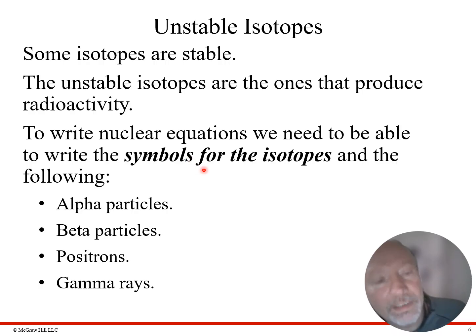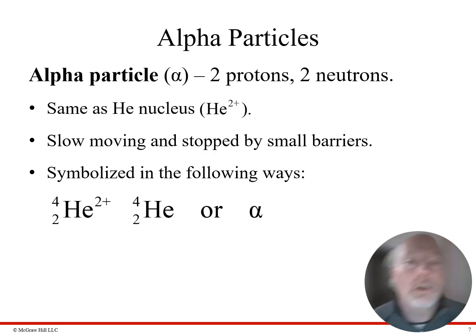So the symbol for these, we write nuclear equations, no longer just a chemical equation. It is now a nuclear equation because the nucleus is being changed. We need to be able to write the symbols for the isotopes, and we'll see that with alpha, beta, positron, and gamma rays. So alpha particles represent, really, a helium species, typically missing its electrons.